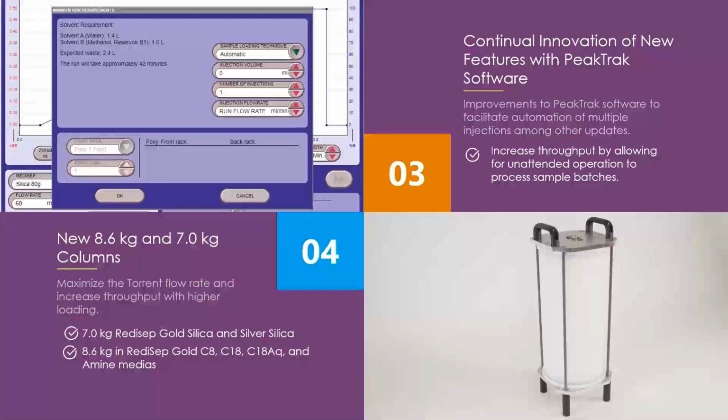And then finally, we've added a new range of columns, a new scale here. We have our 8.6 kilogram and 7 kilogram columns for all of our RediSep Gold silica and silver silica, and then also RediSep Gold C8, C18, C18AQ, and amine medias. So there are multiple options to fit your purification, so that when you find a media that works for you, you know that you'll be able to scale up with RediSep.